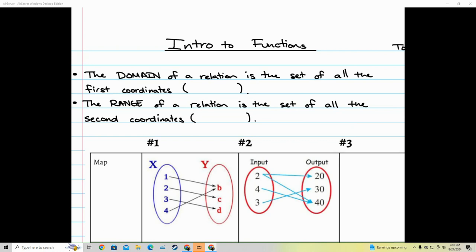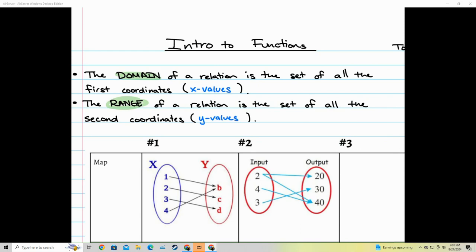So the first thing we're going to focus on is this word domain. The domain of a relation is the set of all the first coordinates. Usually, these are going to be your x values, or sometimes teachers will call them the input values. The second part of your coordinate is going to be your range. The range of a relation is the set of all of the second coordinates. Usually, these are going to be your y values. Sometimes your teachers will also call them your output values.